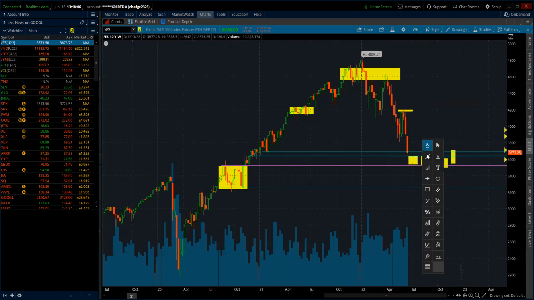Tomorrow's quad witching, guys, so be careful. Whatever you guys do, your 0DTEs, be careful on those contracts. I don't recommend you trade them, but it's totally up to you if you're going to trade.